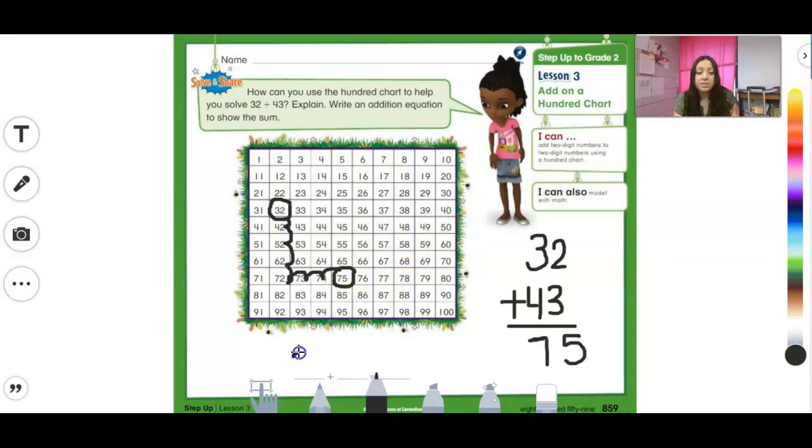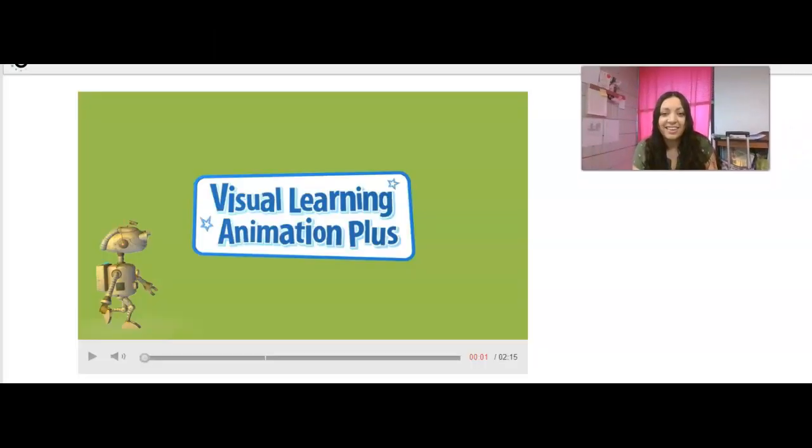And then down here, it just wants us to make the problem. So we're going to put 32 plus 43 equals 75. Okay, we're going to watch just a quick little video that's going to help us with this too. All right, so if you look, our robot has changed a little bit because he's grown. It's the second grade robot that you're going to get to see now.